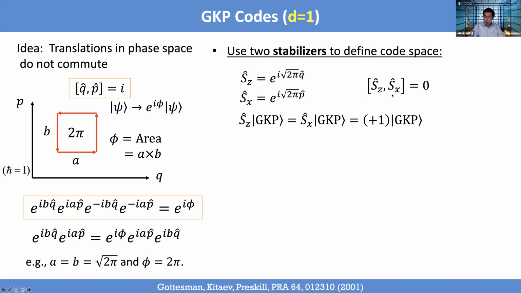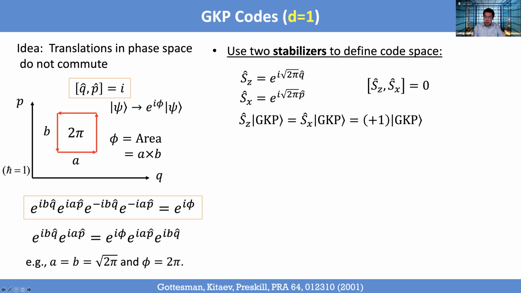If you have two commuting operators, you can define co-eigenstates of these operators. It turns out that for this definition of operators, there is only a single eigenstate which has eigenvalue +1 for both of these operators, which is called the GKP state. Physically, SX and SZ correspond to discrete displacements along the position and momentum quadratures. A state which is an eigenstate of the displacements must have a periodic structure in phase space. So the GKP state is periodic in both position and momentum, with a period of √(2π) for this definition.